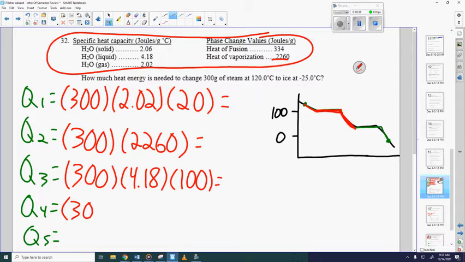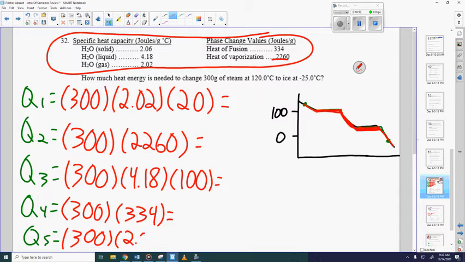Q4, 300 times something. They're all 300 times something. Is there a delta T here? No, there is not. So it's a Q equals MH situation. Cheap or expensive bridge? Cheap. So it's just the 334 heat of fusion from up top. And lastly, we're going from here and we're going to cool that ice down. So that is going to be your 300 grams times your 2.06 now, because we're dealing with solid H2O, times a delta T of 25, because we went from 0 down to negative 25.